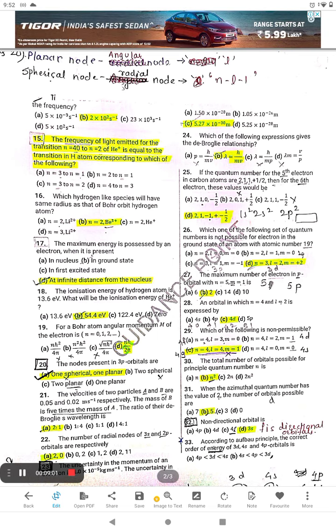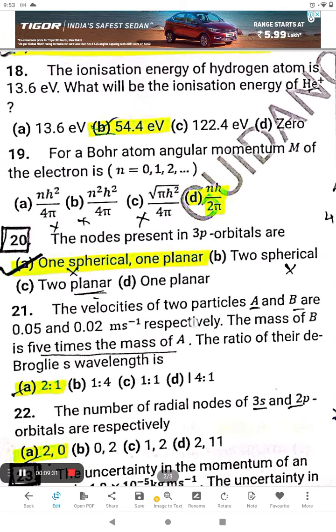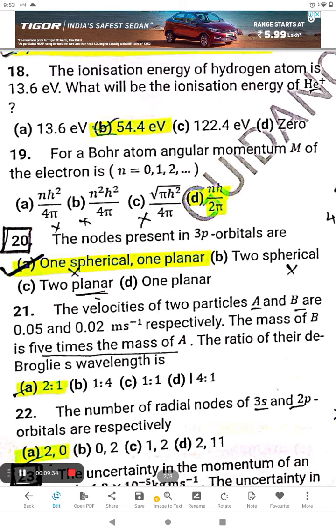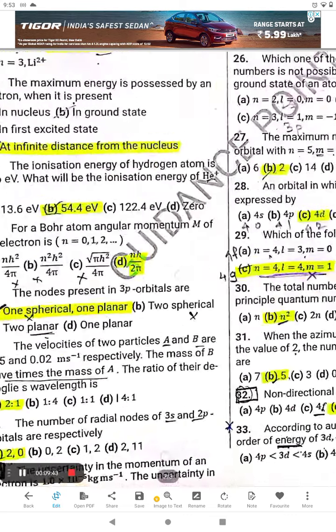For the 3p orbital, the angular node will be 1, because the angular node is L, and the p orbital has 1 as the azimuthal quantum number. So angular node is 1. Spherical node will be n minus L minus 1, that is 3 minus 1 minus 1, that is 3 minus 2, that is 1. So the right option for the 20th question, the nodes present in 3p orbitals, is 1 spherical and 1 planar. Spherical node is radial node and planar node is angular node, right?